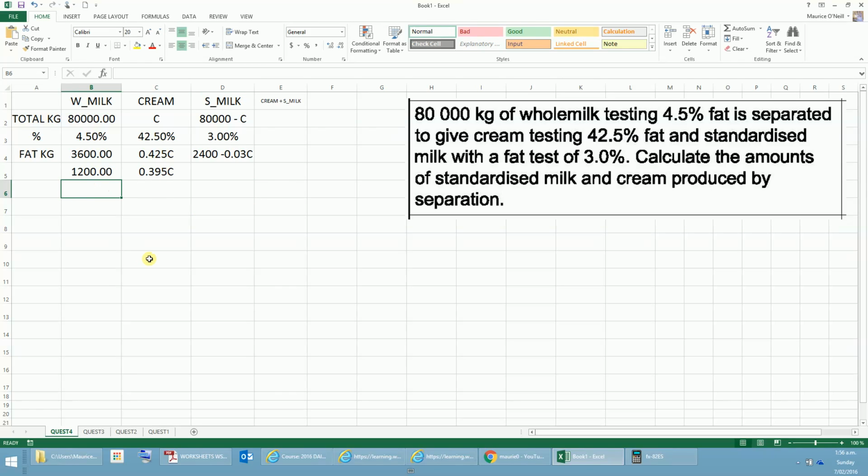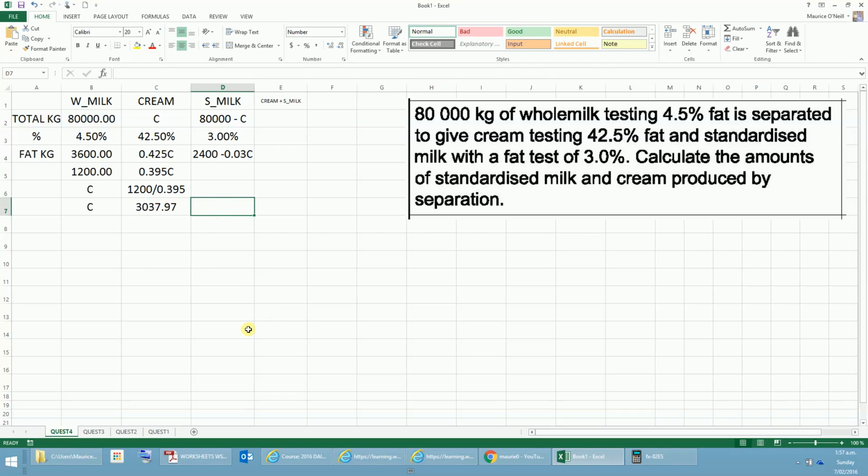So from that we can see that C is going to equal 1,200 divided by 0.395. I'll just do it here on the spreadsheet, equals 1200 slash 0.395, and that gives us 3,037.97 kgs. It's all in kgs.